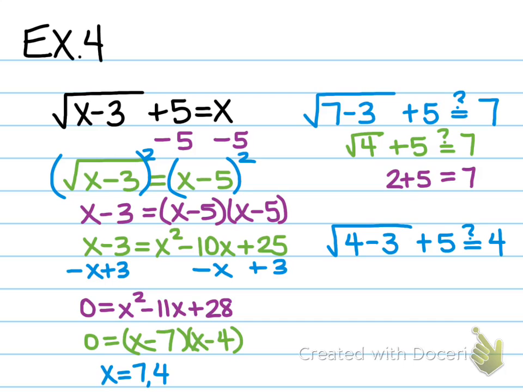Now let's try 4. The square root of 4 minus 3 plus 5, is that equal to 4? So 4 minus 3 is the square root of 1 plus 5. Square root of 1 is just 1, and 1 plus 5 does not equal 4. So that means that 4 is not a solution to this equation. It's called an extraneous solution. So in my answer, I would just put x equals 7 and not include the 4.